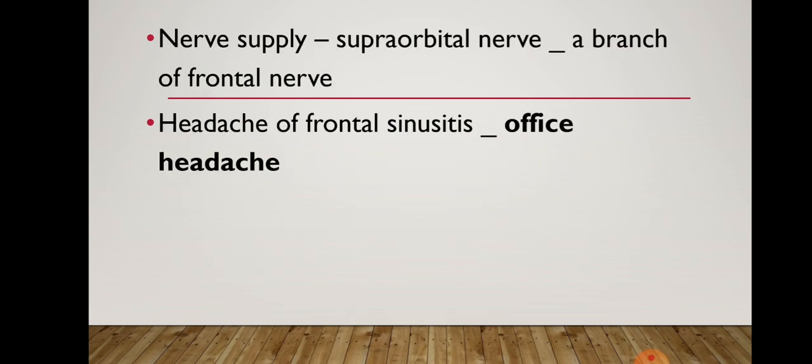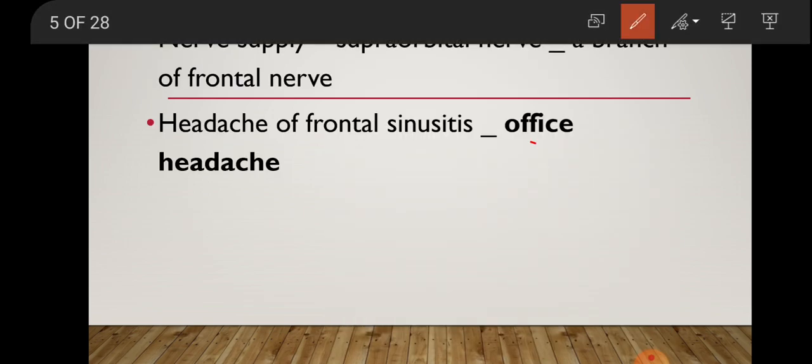Coming to the nerve supply, this frontal sinus is innervated by the supraorbital nerve, which is a branch of the frontal nerve. When it is inflamed, the inflammation of this sinus is called sinusitis, and frontal sinusitis is given the special name office headache. The inflammation of the frontal sinus produces headache, and that headache is specifically called office headache.